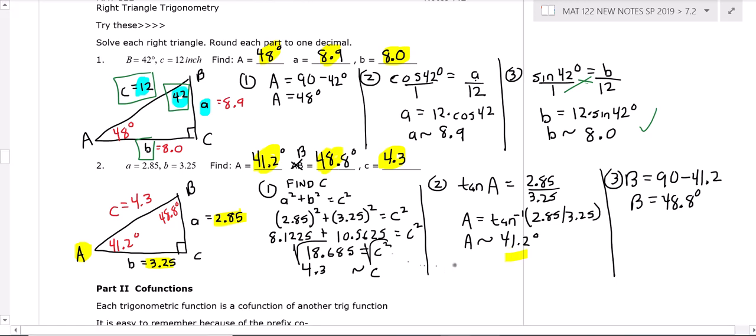Then the last thing I did was, if I know this, I can always remember A and B add up to 90, so I did 90 minus 41.2 to give 48.8. Again, you could have done this problem in a different set of steps, but you would ultimately get these answers if you did that right. This thing had a typo. I don't know if you caught that. That said AB. I was obviously intending for that to be angle B. All right, so look over that.